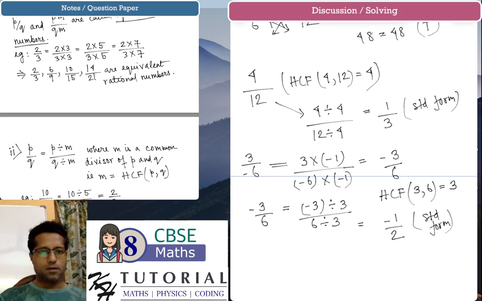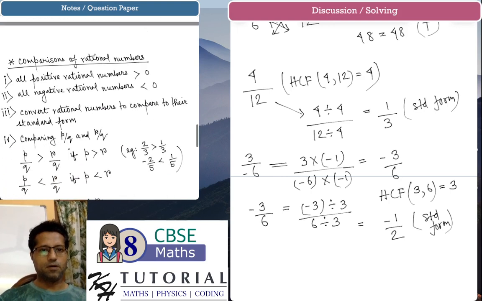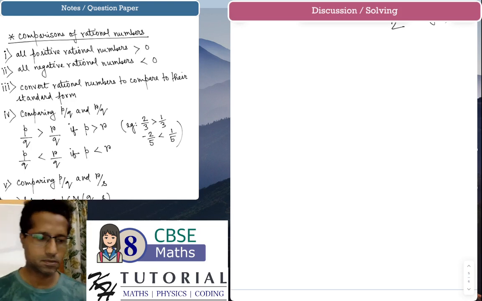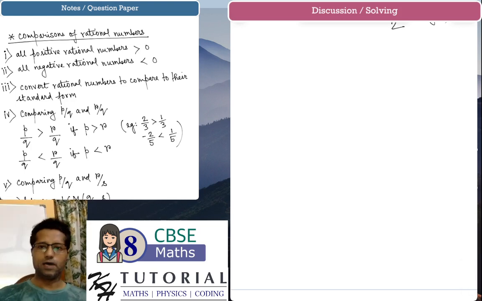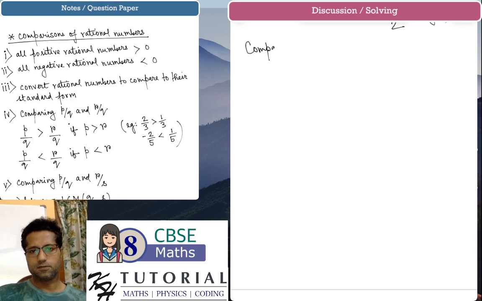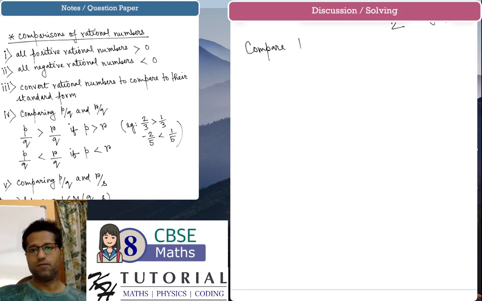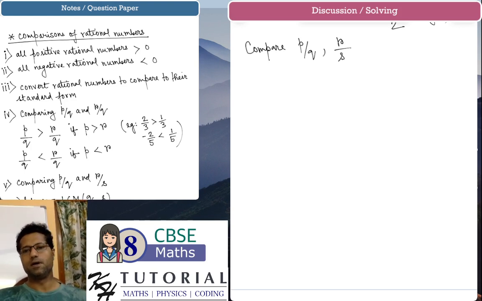Okay. The next and the final topic is comparisons of rational numbers. How do you compare two rational numbers? The idea is that you have to compare two rational numbers in terms of which is smaller, which is greater, or if they are equal. So if we have two rational numbers p by q and r by s, how do we know if p by q is equal to r by s, or p by q is less than r by s, or p by q is greater than r by s?